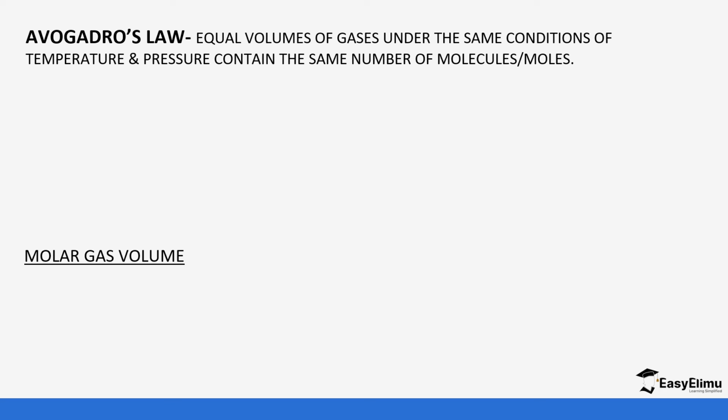Avogadro's law states that equal volumes of gases under the same conditions of temperature and pressure contain the same number of molecules. We know that the volume of gases can be affected by a change in temperature and pressure. So Avogadro used constant temperature and pressure, and realized that the volumes of gases contain the same number of molecules or moles. So which are these conditions?